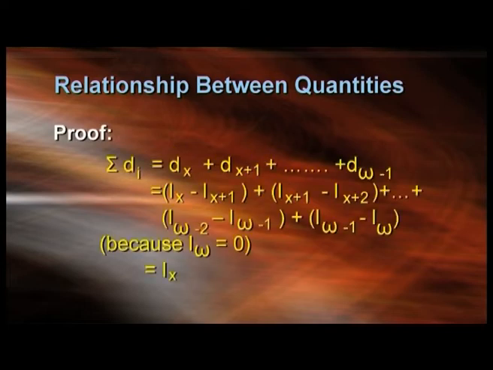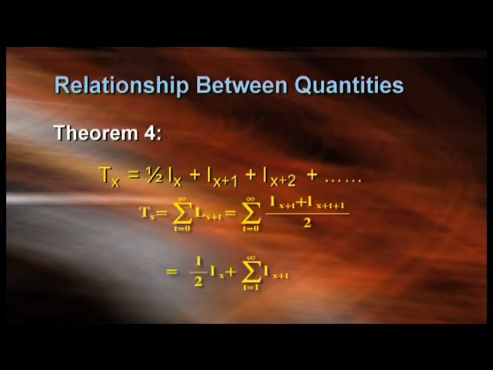Proof. Summation of d(i), upper limit omega minus 1, where i is equal to x, is equal to d(x) plus d(x+1) plus so on till d(omega-1), which is equal to l(x) minus l(x+1) plus l(x+1) minus l(x+2) plus so on till l(omega-2) minus l(omega-1) plus l(omega-1) minus l(omega), which is equal to l(x), because l(omega) is equal to 0.